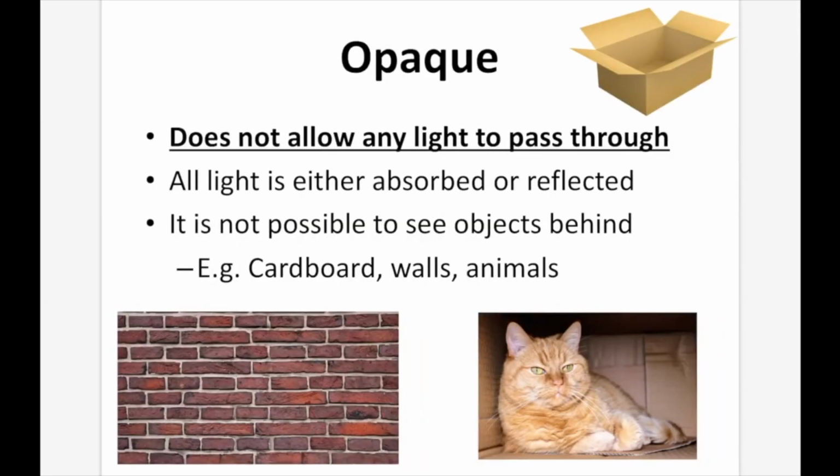And lastly, our objects can be opaque. So something like a cardboard box, a brick wall, a cat. These are all opaque objects. An opaque object is an object that does not allow light to pass through. Since light is either absorbed or reflected, it's not possible to see the objects behind.